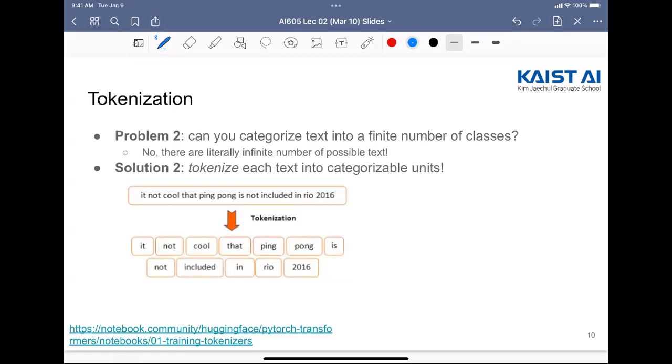Of course, you can always create a new token or new word, so you cannot always fully categorize everything in this text. That's why you also have a token called UNK. UNK refers to a token that you just assign if you are not able to find it in your predefined categories. I didn't write this here, but it's called UNK.